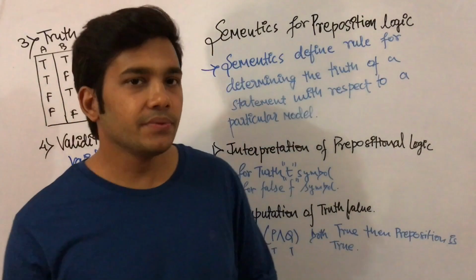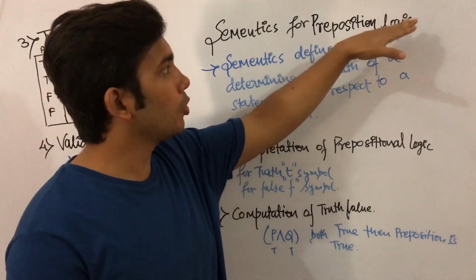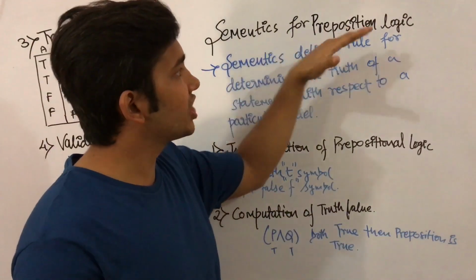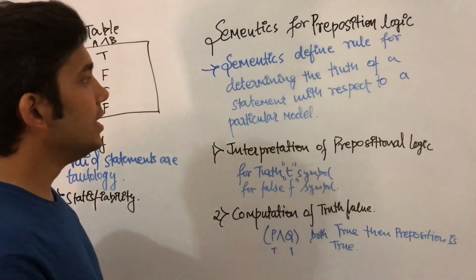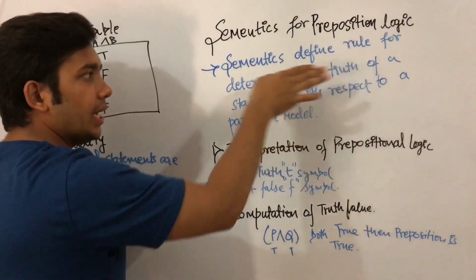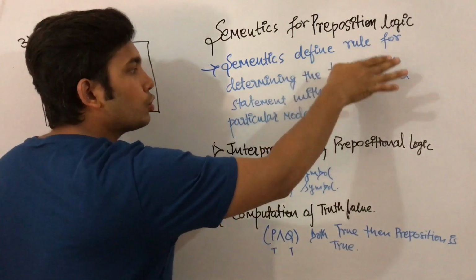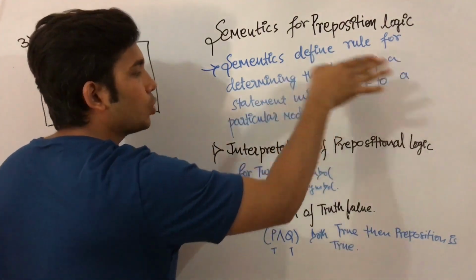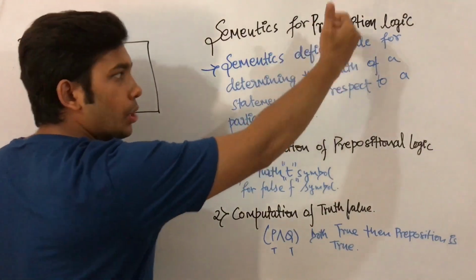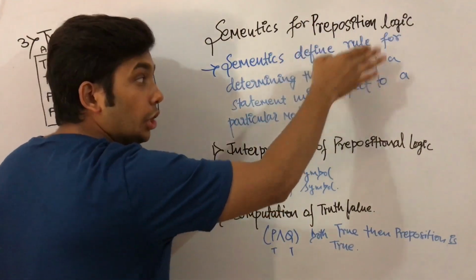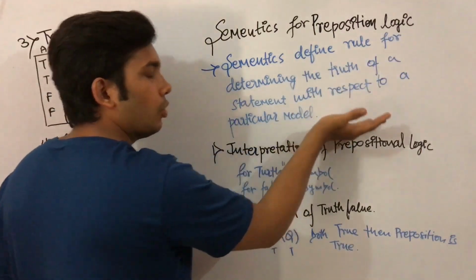So hi guys, in this video I am going to talk about semantics of propositional logic, or semantics for propositional logic. So what is semantics? Semantics for propositional logic can be defined as rules for determining the truth of a statement with respect to a particular model. They are rules for determining the truth of a given statement with respect to a particular model.